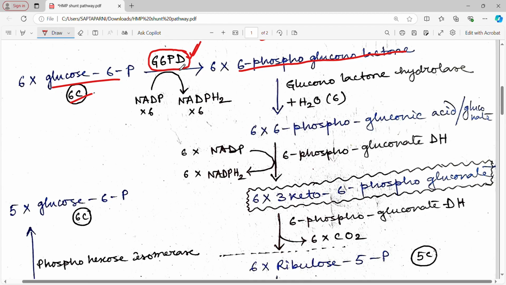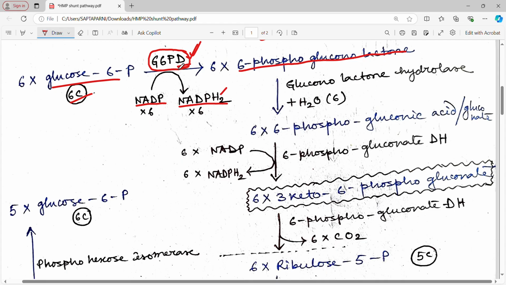So you can see this is a dehydrogenase enzyme, so obviously some oxidation reduction reaction will be there. In this reaction, you can see one molecule of NADP gets converted into NADPH2. So NADP gets reduced into NADPH2, whereas glucose 6-phosphate gets oxidized into 6-phosphogluconolactone with the help of G6PD.